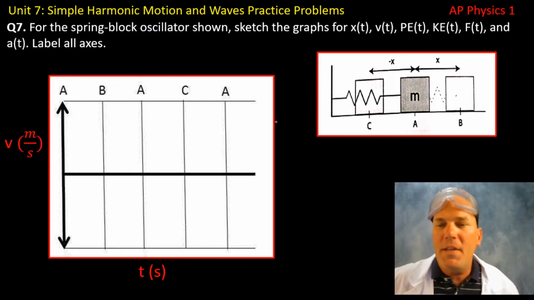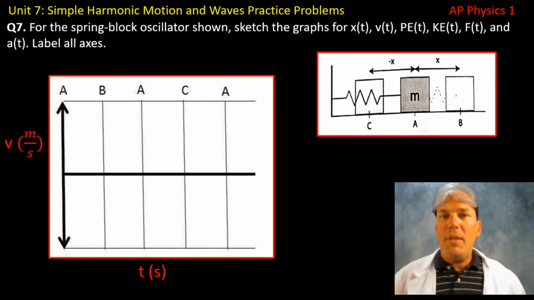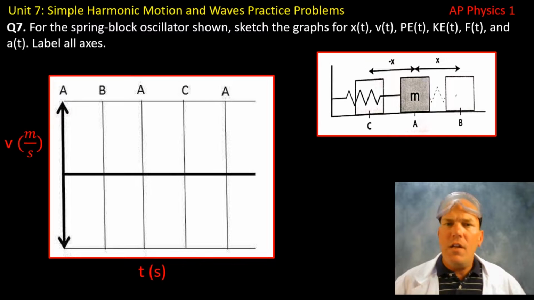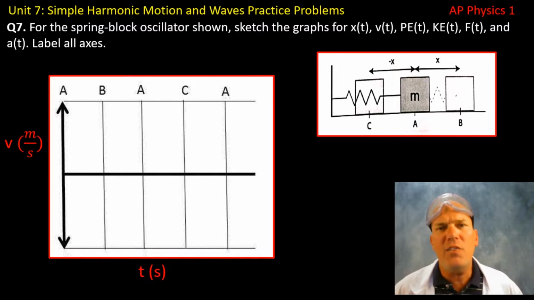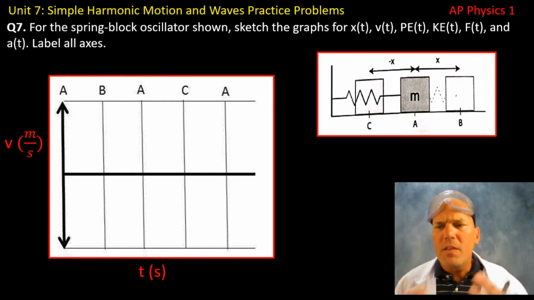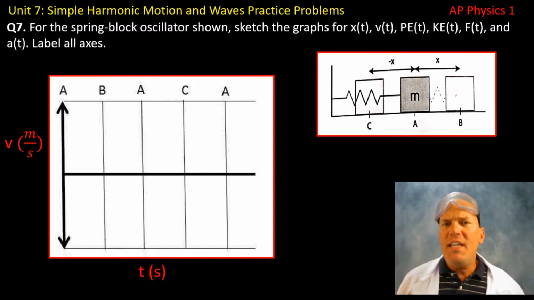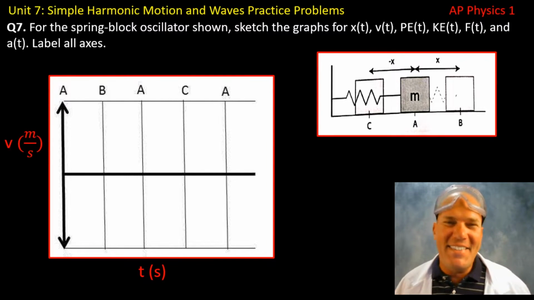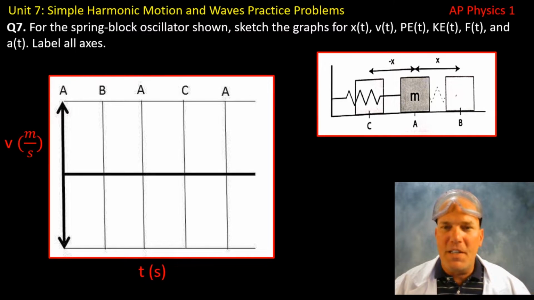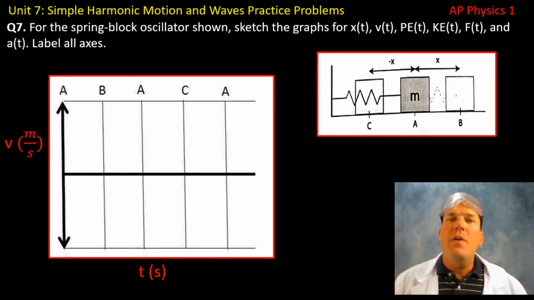Let's think about what's happening here at position A. At position A, this block is moving the fastest. Recall from the work energy theorem that at position A, all of the spring energy, 1/2 kx squared, is converted into kinetic energy, 1/2 mv squared. So at positions B and C, we have a velocity of 0 for an instant. However, at position A, we have our maximum velocity.